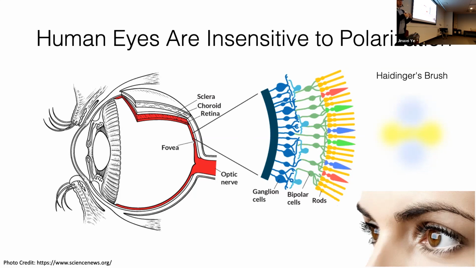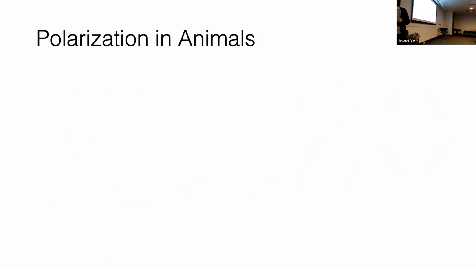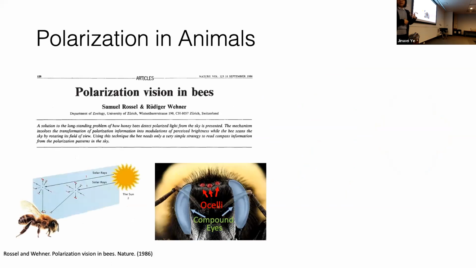Even with this, it's still very hard because this pattern is very faint, and it's very hard for our brain to make any use of it. Well, in the animal world, many species actually have eyes that can distinguish polarized light. For example, bees have compound eyes that can see linear polarization, so they can tell the direction of linear polarization. And they use the polarization pattern of the blue sky as a compass to find their way or food.